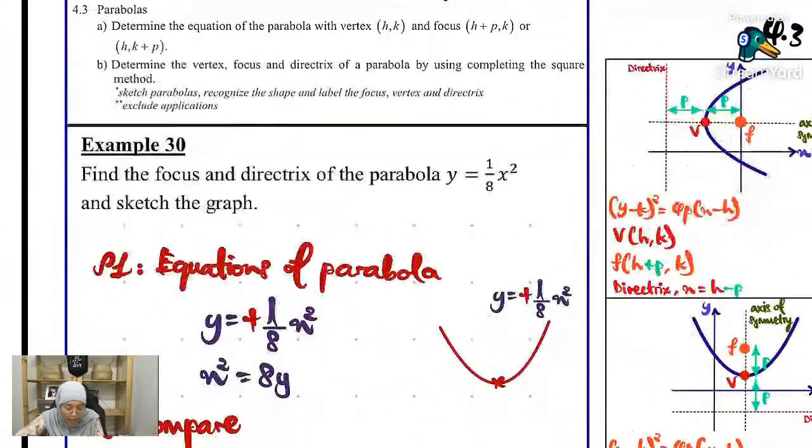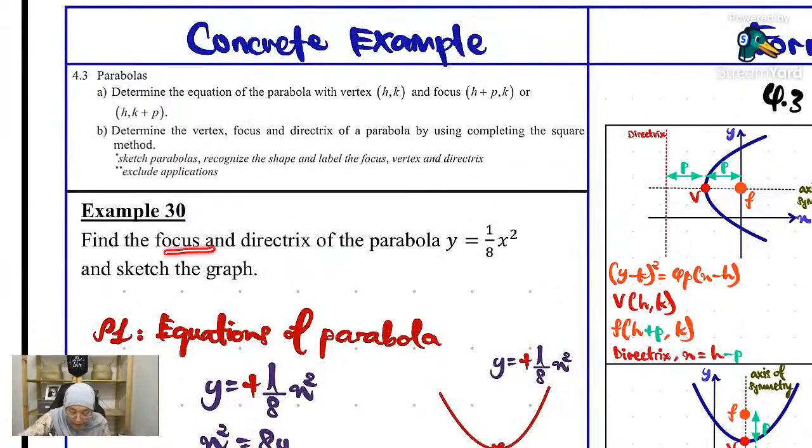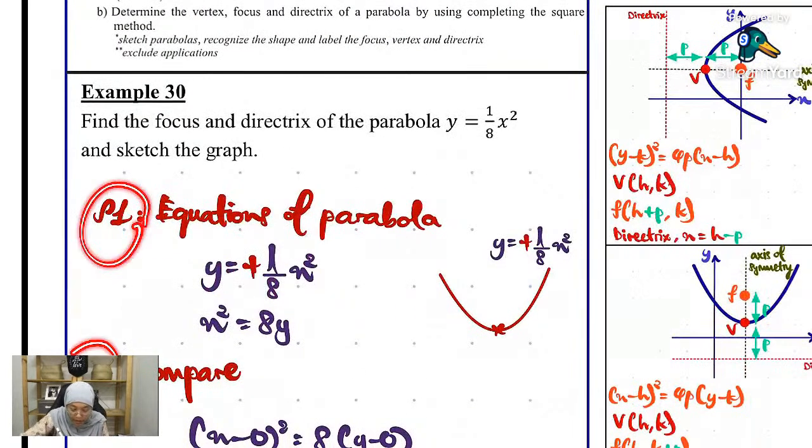So next question, find the focus and directrix. Kali ni dia suruh cari focus and directrix of the parabola. Kali ni dia bagi kita parabola punya equation. And so we gotta compare with it. So I got here step 1 and step 2 bukan sketching. Boleh juga start dengan sketching, I presume.